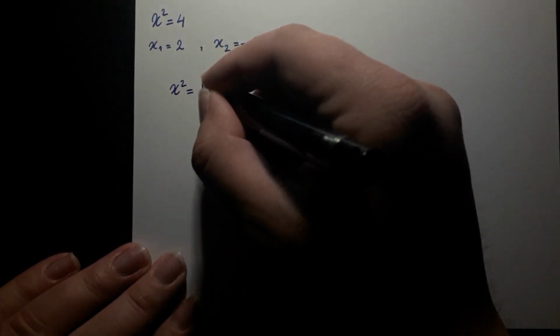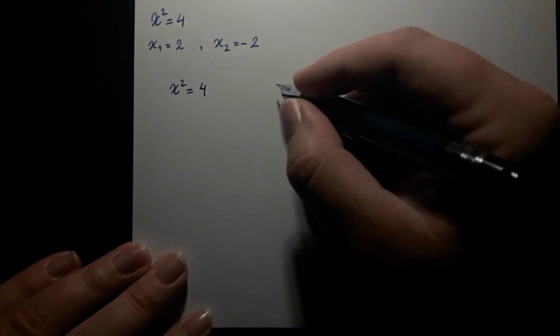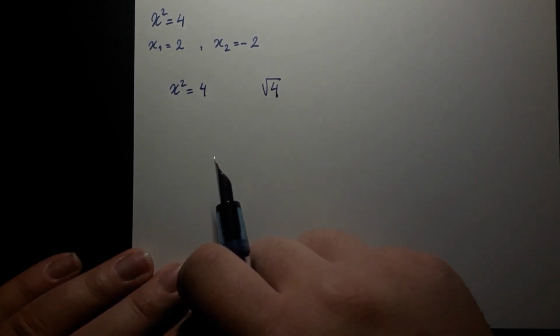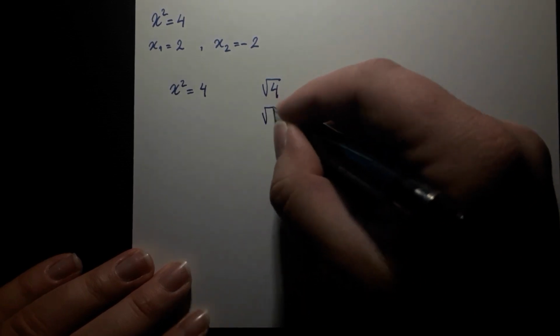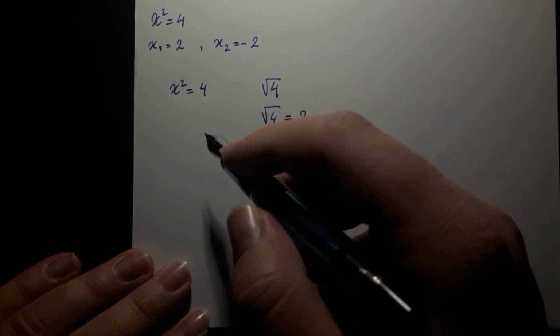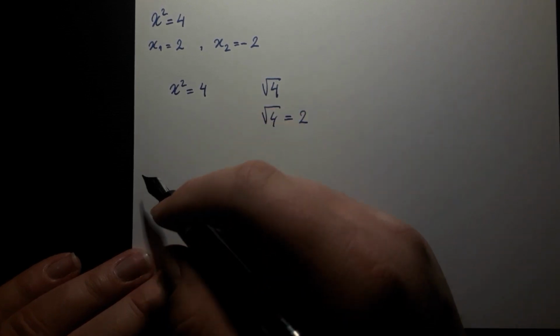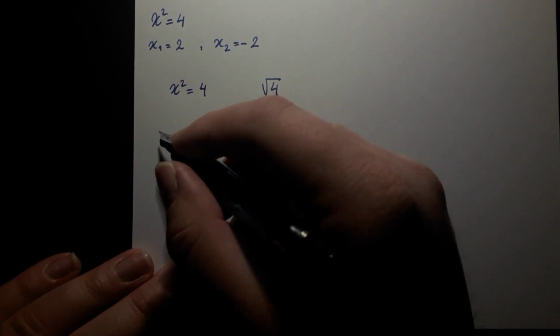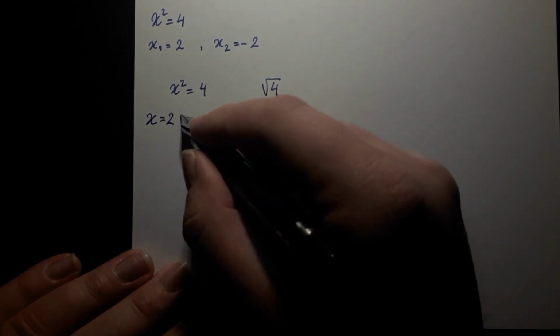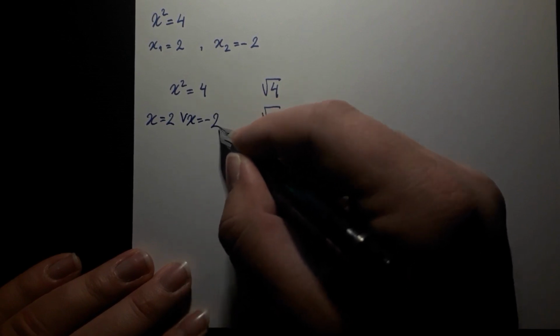Solving the equation x squared is equal to 4 and calculating the square root of 4 are two problems which are completely different. It is always true that the square root of 4 is equal to 2, and by solving the equation x squared is equal to 4, we get the solutions of this equation to be x is equal to 2 or x is equal to negative 2.